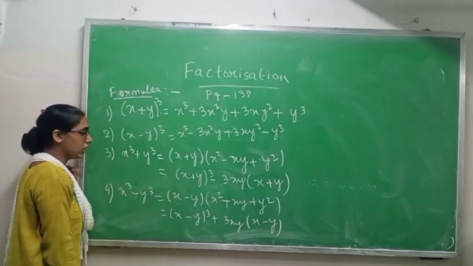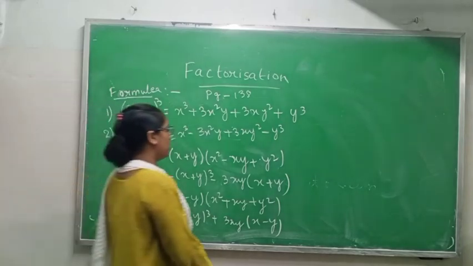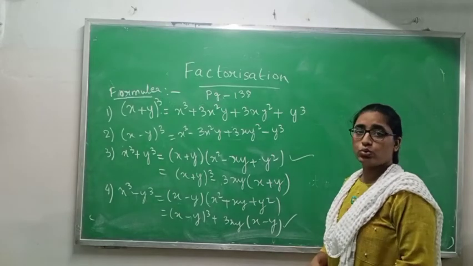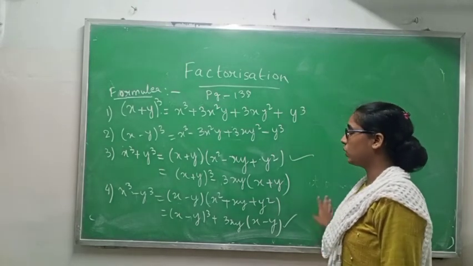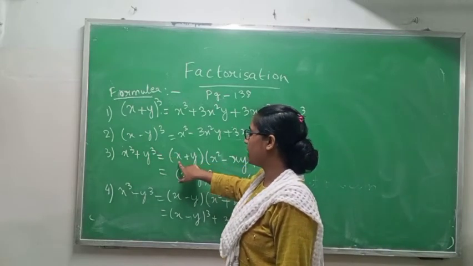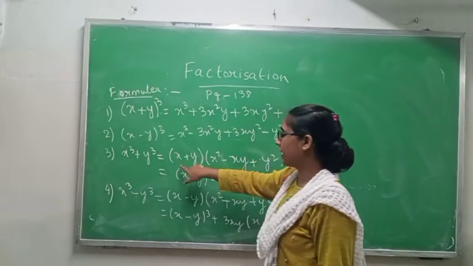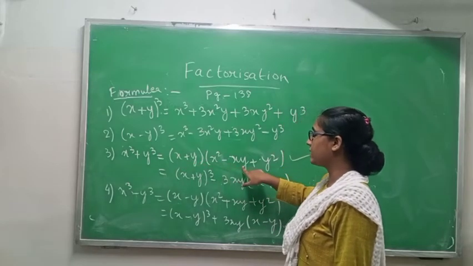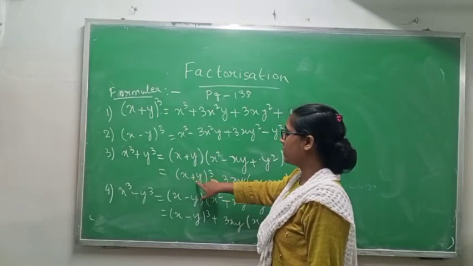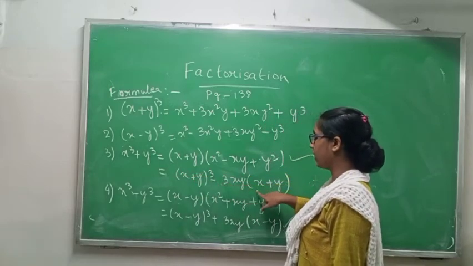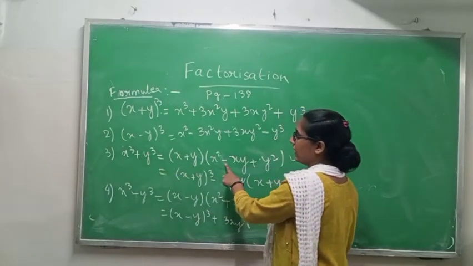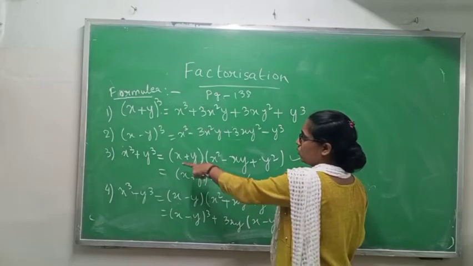When this type of thing comes, then there are two formulas. Mostly we will use this formula. This one we will use when we go to the next exercise 8.4 or 8.5. The formula is, here you have x cube plus y cube. The formula is (x plus y) times (x square minus xy plus y square). And one more formula is (x plus y) whole cube minus 3xy(x plus y). So when you have a plus sign here, you will write plus here, only minus you will write here. Otherwise all will be plus.